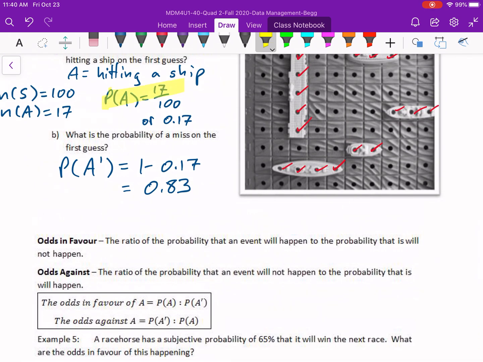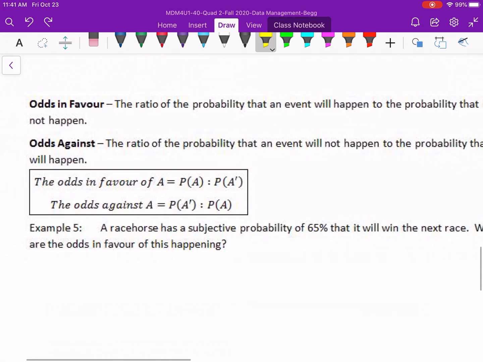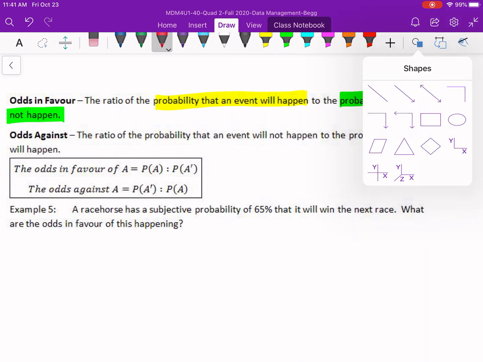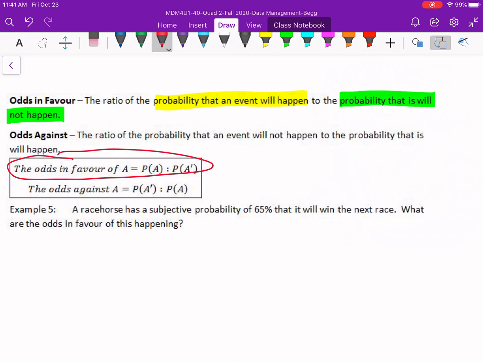Let's go back to this again. What we compared here was the number of successes, ways to be successful, to the total number of ways of doing things. That's probability. Odds compares the probability of being successful to the probability of being unsuccessful, or, another way of thinking about it, the probability of an event to its complement. So this is a kind of simple formula.